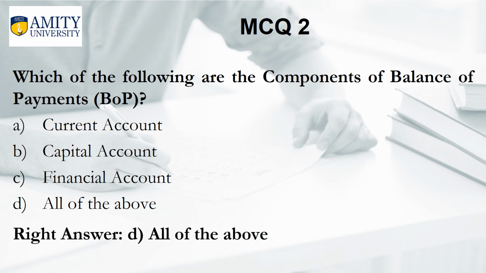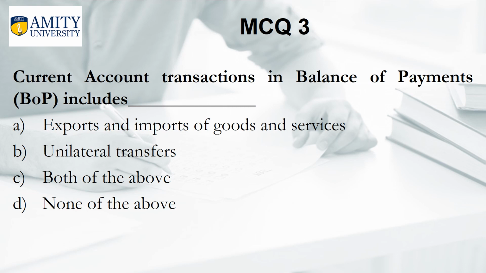All of the above. Current account transactions in balance of payment include A. Exports and imports of goods and services, B. Unilateral transfers, C. Both of the above, D. None of the above. And the right answer is C.